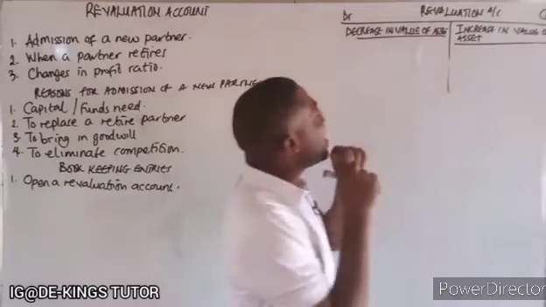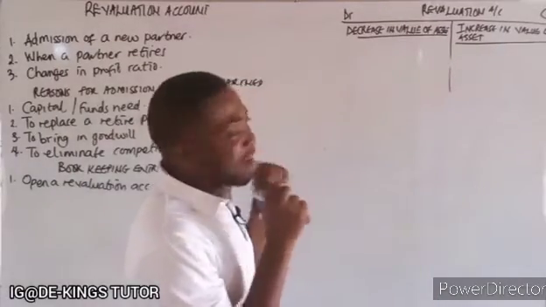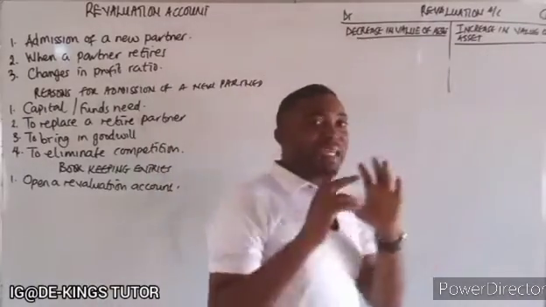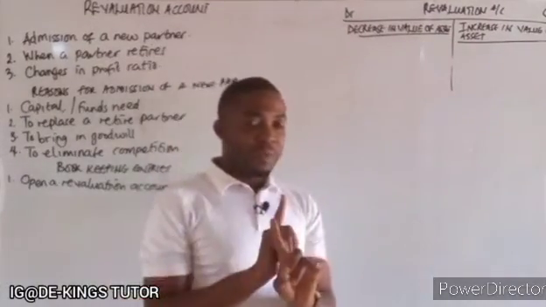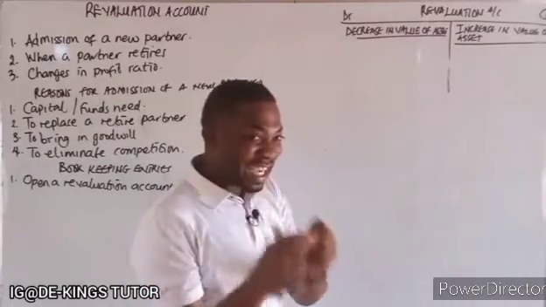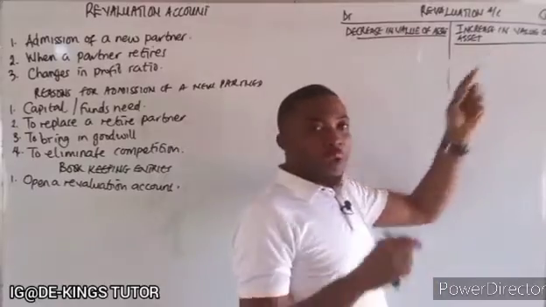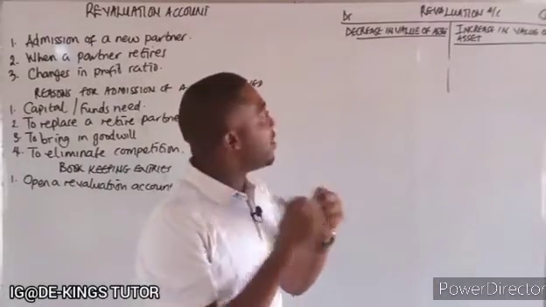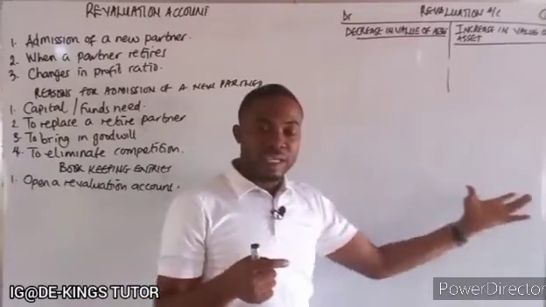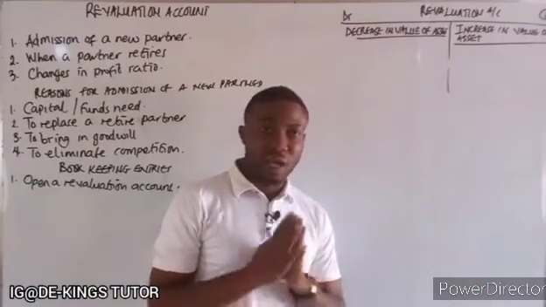Let me repeat. Decrease in value of assets will be here. You are seeing it. Increase in value of assets will be here. Now, in terms of liabilities, the opposite will be the case. Decrease in the value of liabilities will be here, while increase in value of liabilities will be here. While your corresponding entry will be in the individual asset and liability accounts.